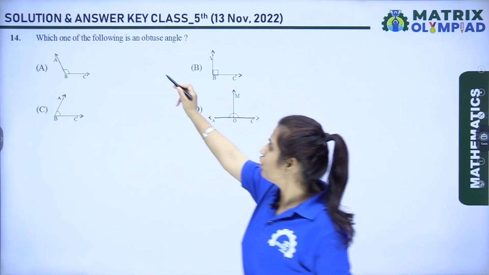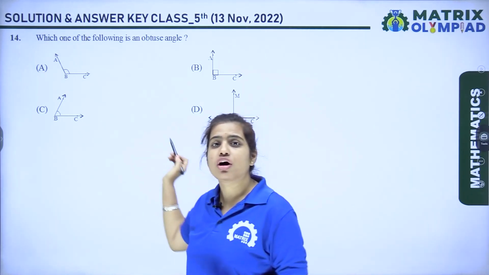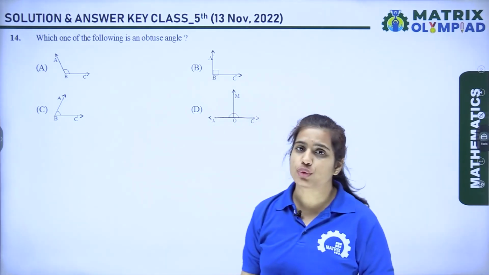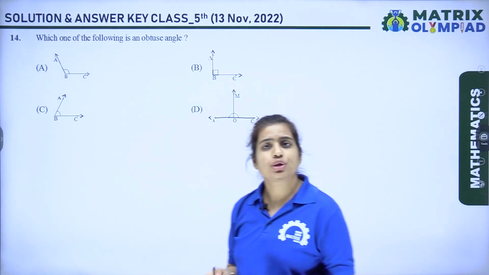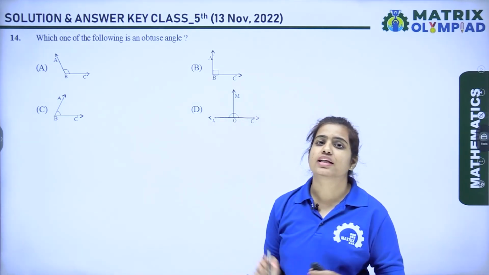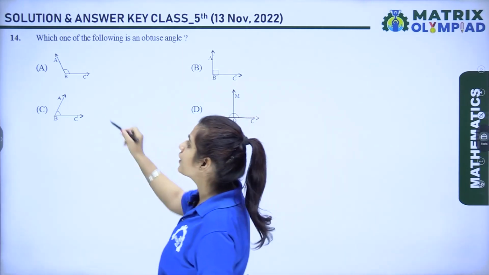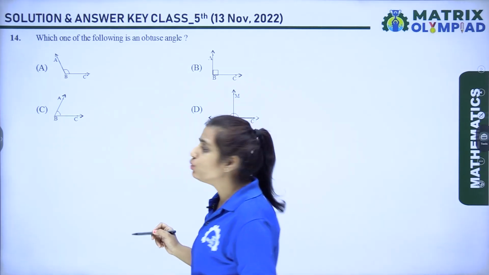Which one of the following is an obtuse angle? We have to find out which of the following is having an obtuse angle. We know that an obtuse angle is having angle more than 90 degree but less than 180 degree. So here let's find out which figure is having an obtuse angle.